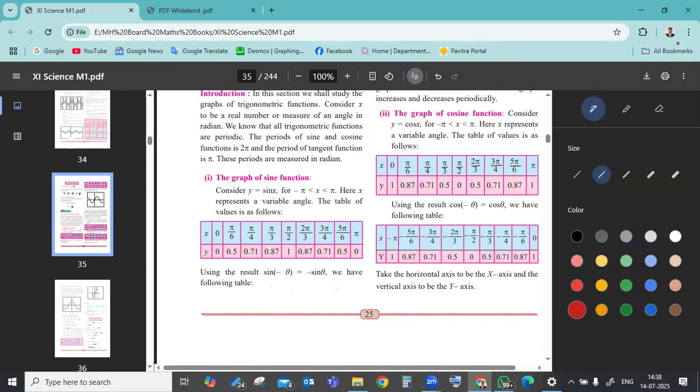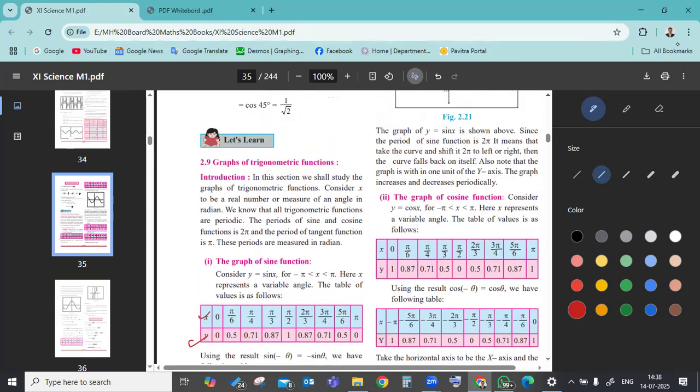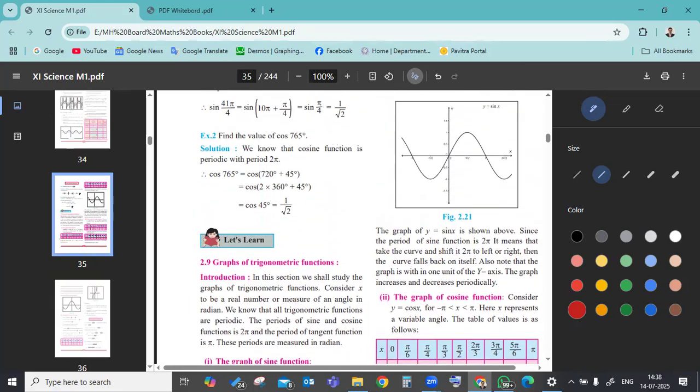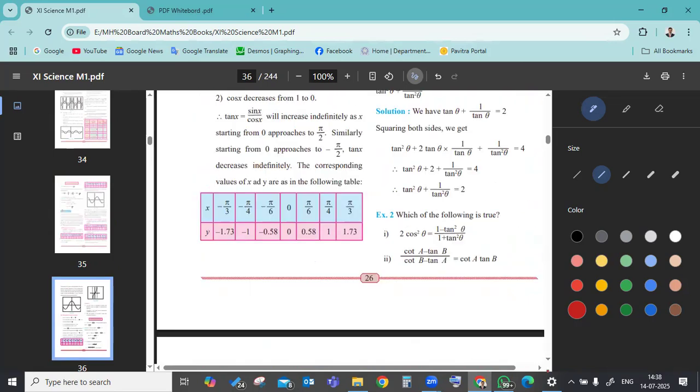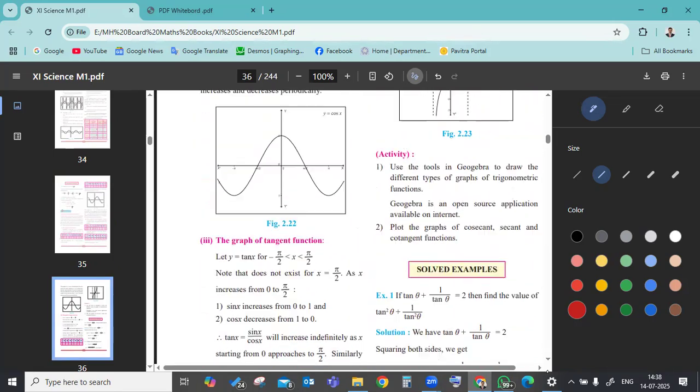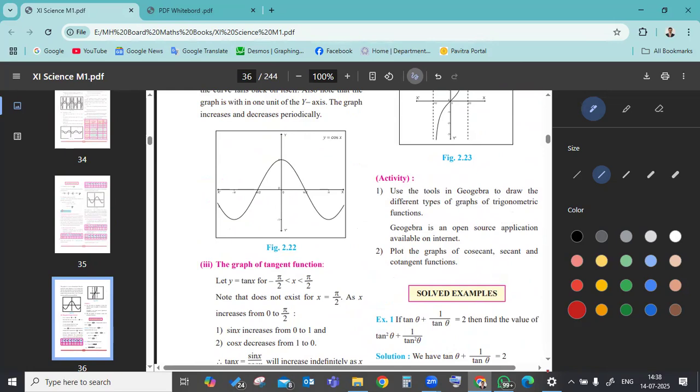Okay, and its graphs are plotted. See, these values were taken on the x-axis, these readings on the y-axis, and their graph is plotted. See, the graph of sine theta looks like this. This wave is called a sine wave. Then next, from the table, values of cos theta are plotted, and this is the graph of cos theta. Getting it?